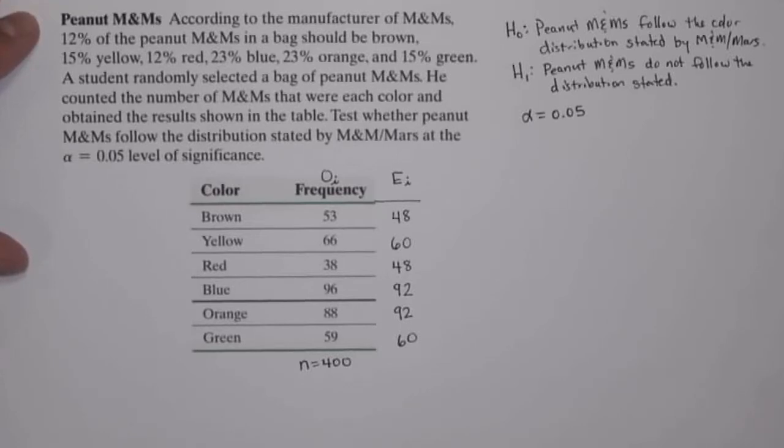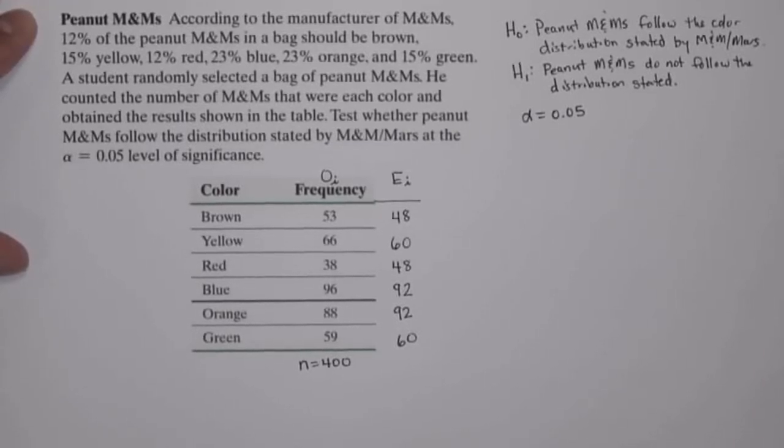If we do not meet the conditions, there's a couple of options. One option is we could combine categories, if that's possible, in order to meet the conditions, or the other possibility is we would have to use non-parametric methods. Now, so we know that we can conduct the test.